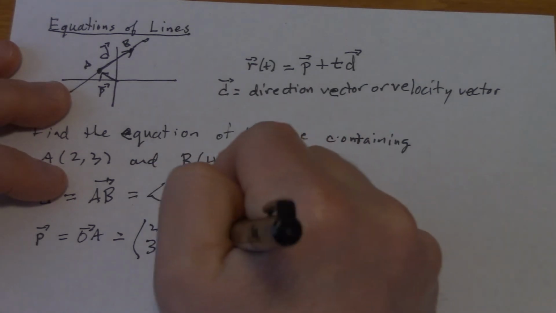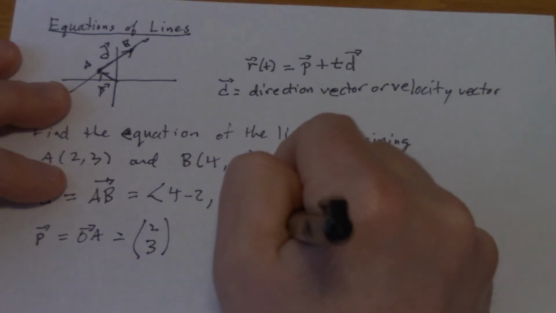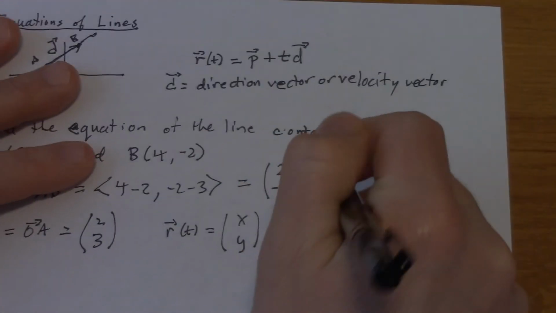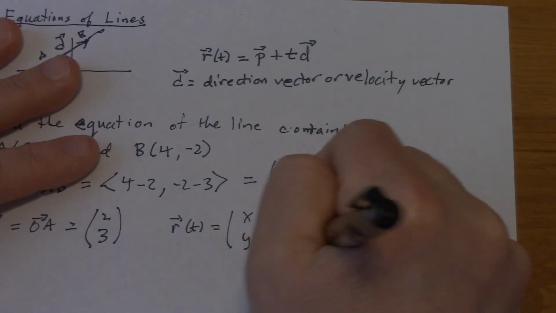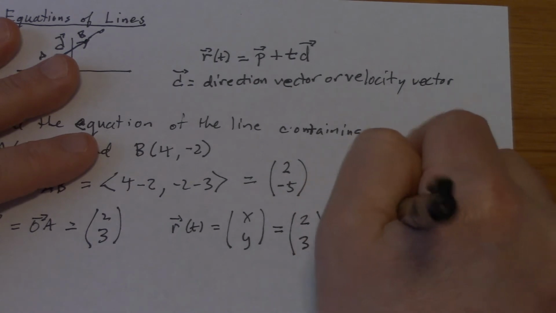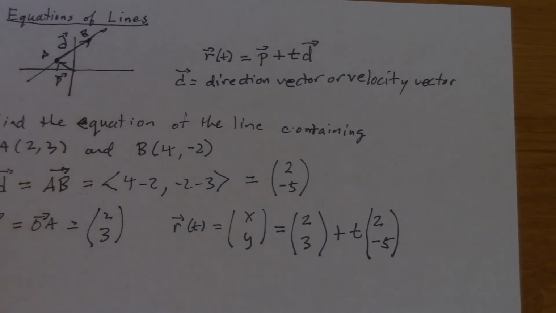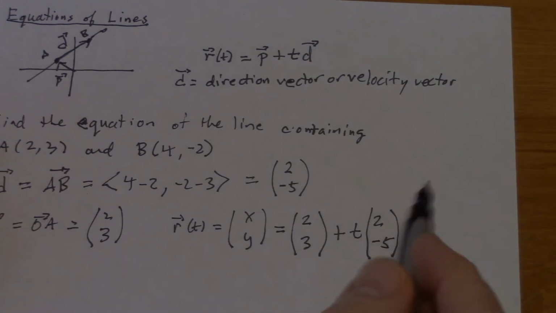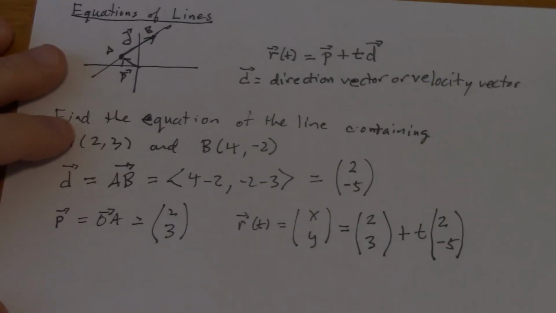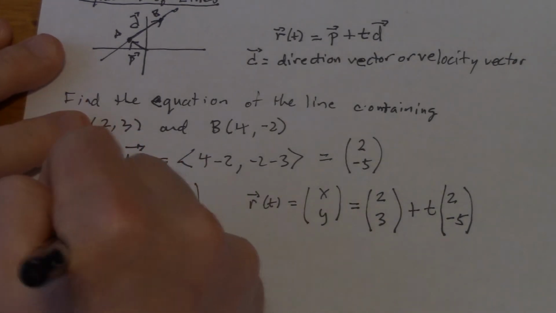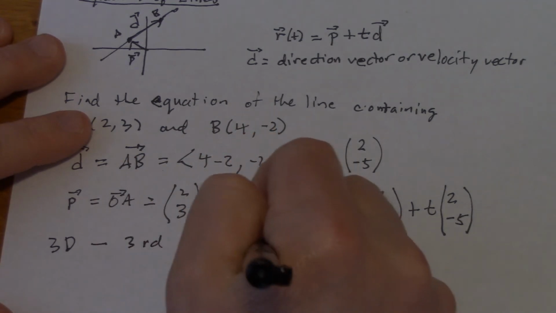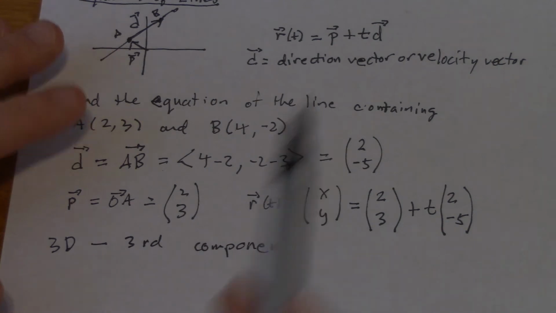So r(t), and in IB they frequently write it like this, (x, y), is going to equal that position vector P plus t times (2, -5). IB also likes to use weird things. Instead of t, they may use a lambda or some mu or some silly thing like that. I should say that in 3D we just have a third component. So you'd have an x, y, and z, and you would do the same thing.